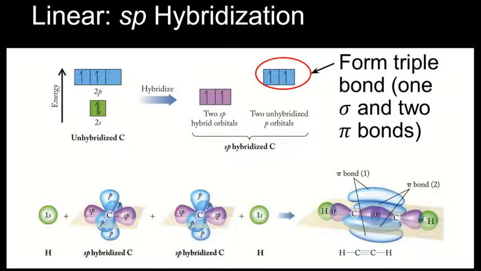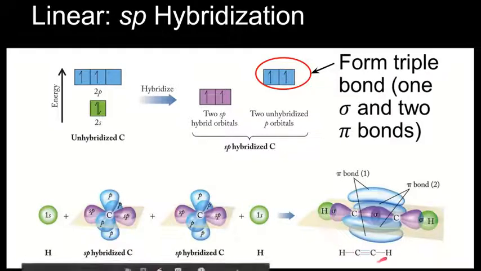All right, so now we can also have sp hybridization. So that means we're just going to take one s, one p, and then we're going to leave two p's out. So then we're going to be able to form a triple bond with one sigma and two pi bonds.